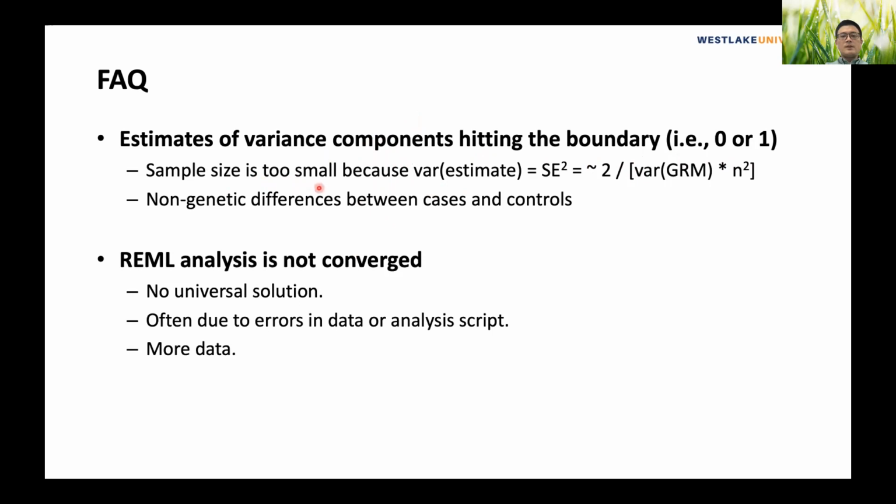We know the variance of the estimates is inversely proportional to sample size squared. So if the sample size is too small, the estimate varies a lot, and by chance it can hit the boundary if the true parameter is either too big or too small. In case control studies, this may also indicate that you have some technical differences between cases and controls and often more stringent QC needs to be applied.